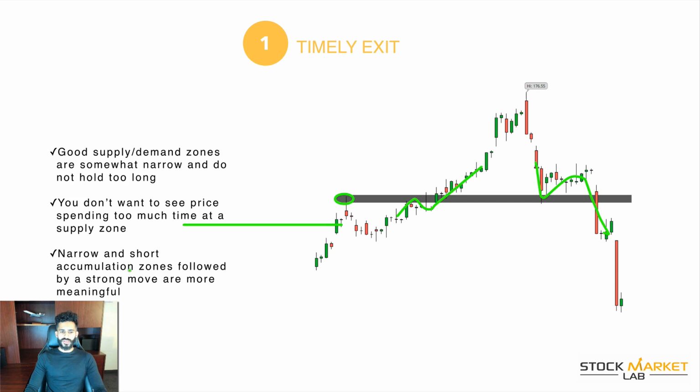Narrow and short accumulation zones followed by a strong move are more meaningful. So seeing something maybe like this or seeing something like this showcases that this zone, or this demand area or resistance area, whatever you want to call it, is now very, very important, because every time the price touches it, look what happens. It either goes right through it or it has a tough time. So timely exits are the first thing.